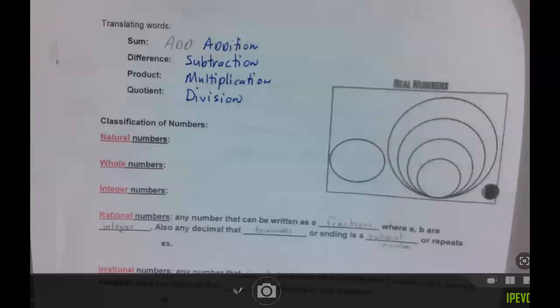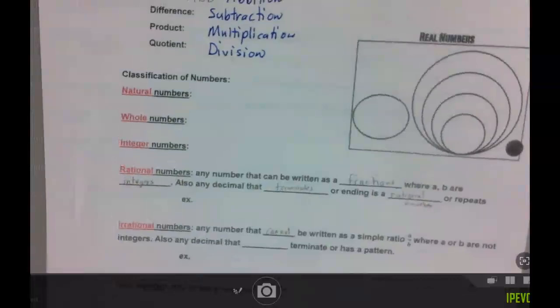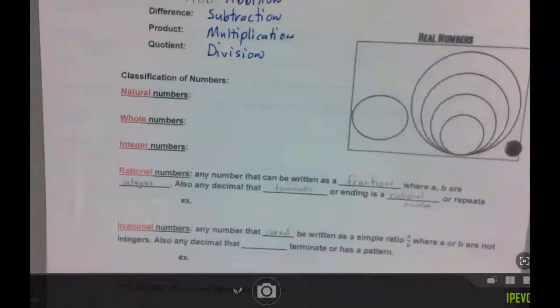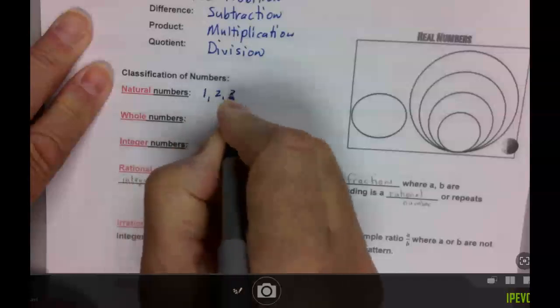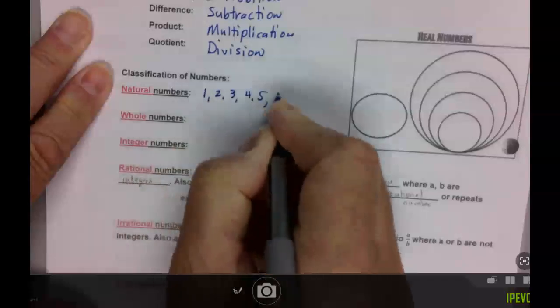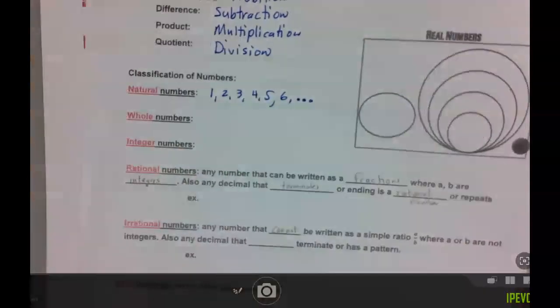So it's classification of numbers. Natural numbers are the first numbers you learned. I don't know, probably kindergarten, how to count, correct? So what are the natural numbers? 1, 2, 3, 4, 5, 6, and when you see that, what does that mean? And it just keeps going, doesn't it?